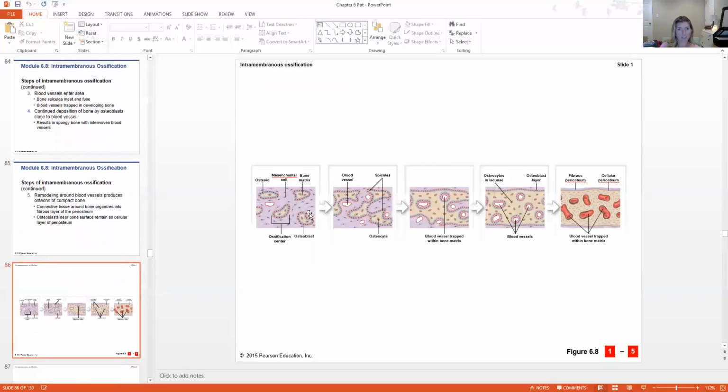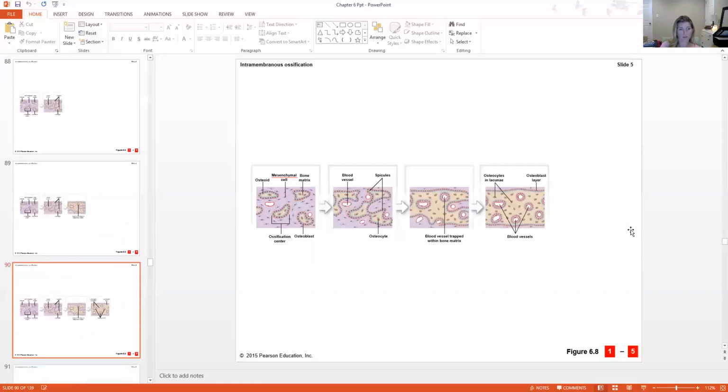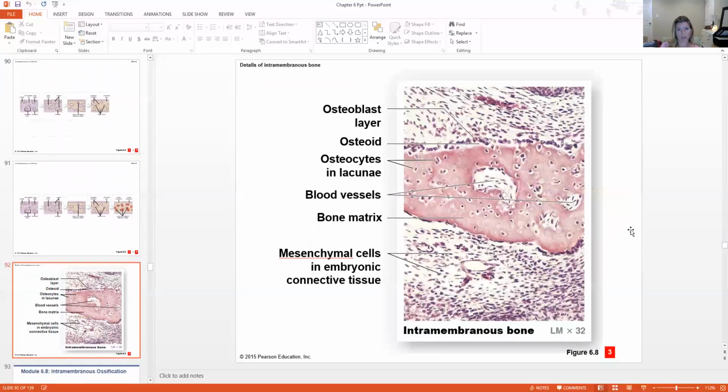So again, here you have just a huge network of mesenchymal cells, blood vessels coming in, spicules starting to form, and now the blood vessels become trapped within a bone matrix, and the osteocytes are trapped within lacunae, and eventually the blood vessels become trapped in that ossified tissue. The whole sequence of it all.